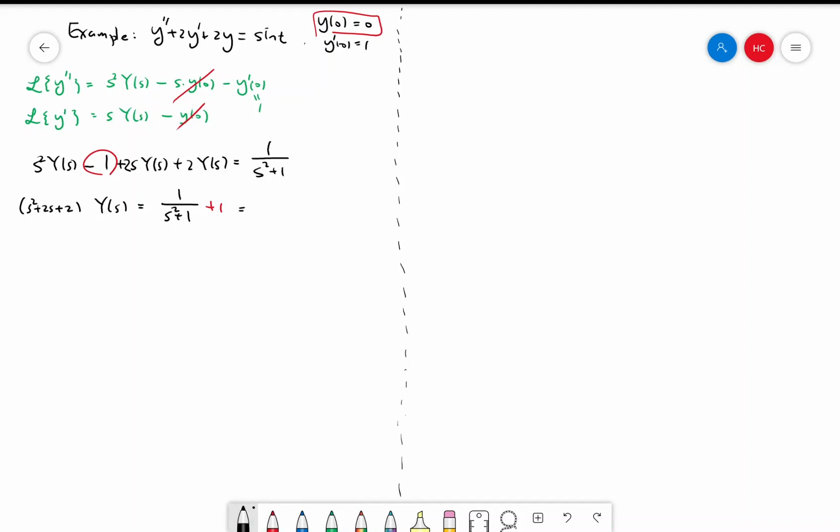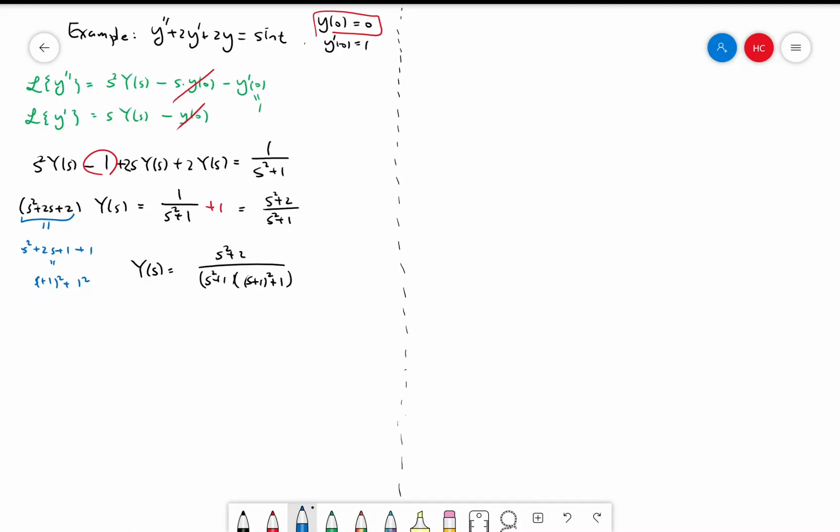And this is equal to s squared plus 2 over s squared plus 1. So Y, and this thing, if we complete the square, this is equal to s squared plus 2s plus 1, and then plus 1, which is equal to s plus 1 squared plus 1 squared. So Y of s is equal to s squared plus 2 over s squared plus 1 times s plus 1 squared plus 1.